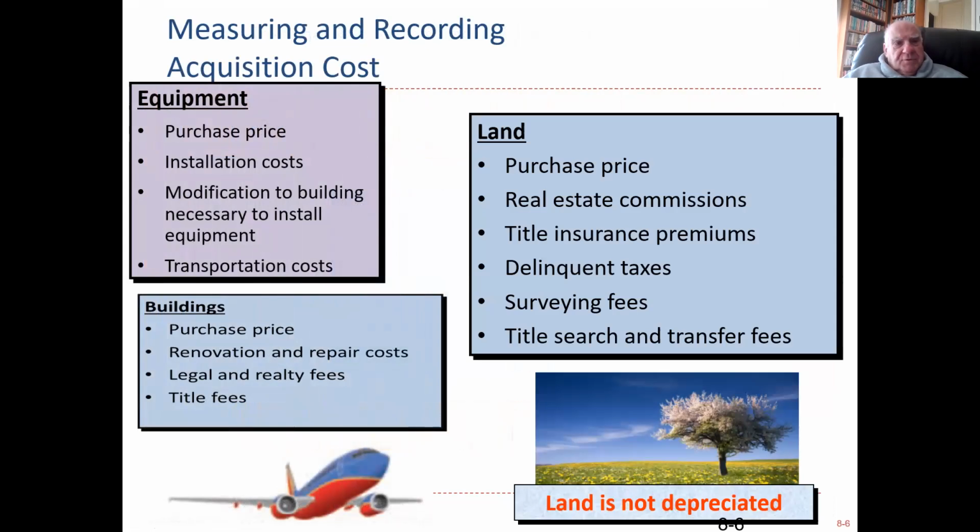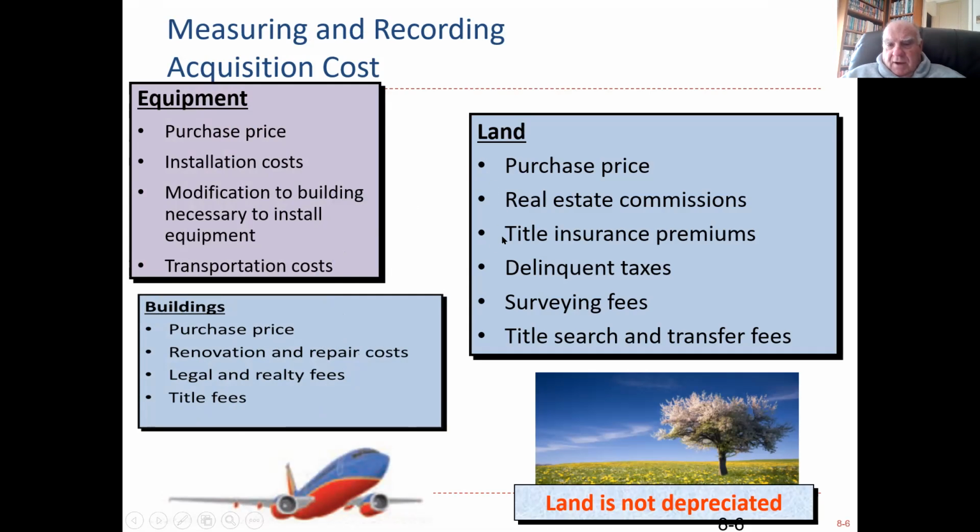And they're giving you some more examples here. Equipment, you buy the equipment, you might need to knock a wall down to get it in. You might have to pay an electrician to hook it up to a special outlet. You maybe have to modify the building, like we just said. The freight cost, equipment, buildings, you're going to have a lot of legal fees, and you may buy the land for $1 million, but you might have to spend another $1 million cleaning it up. Maybe there's some environmental issues that need to be resolved. All of that becomes the cost of the building and the land.